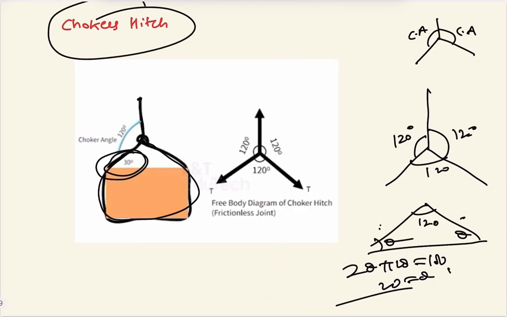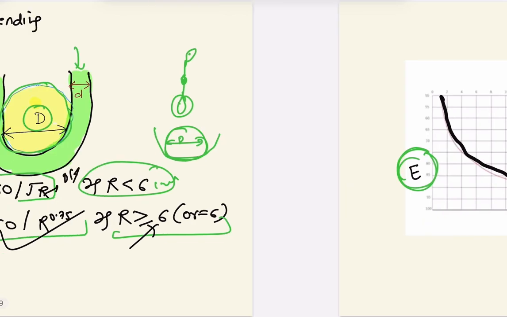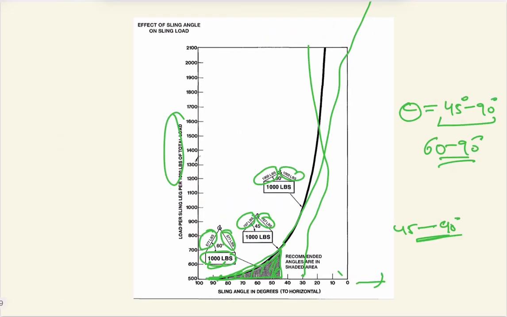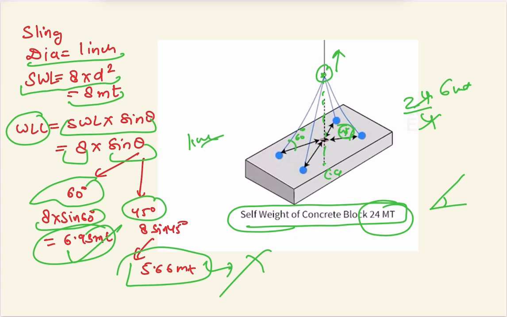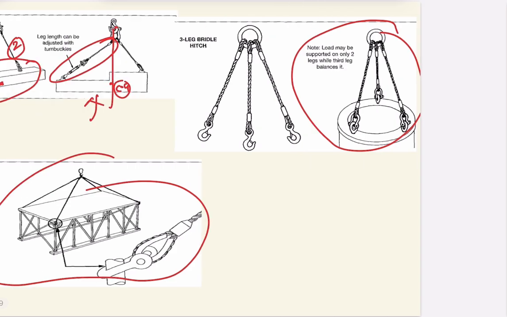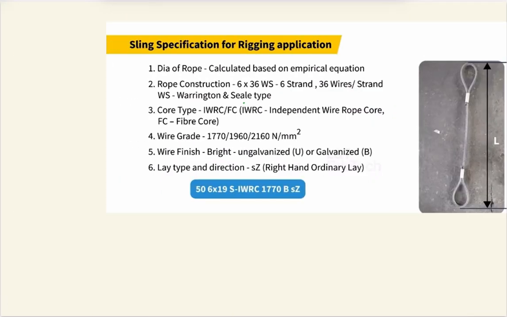Okay, so this is the final. We have covered all the hitches. The major thing is that the D by d ratio is very important, and this bridle hitch is very important. If you want to know the mechanics behind it, I already covered it in the previous lecture. You can go through that also. Okay, hope you like this video.